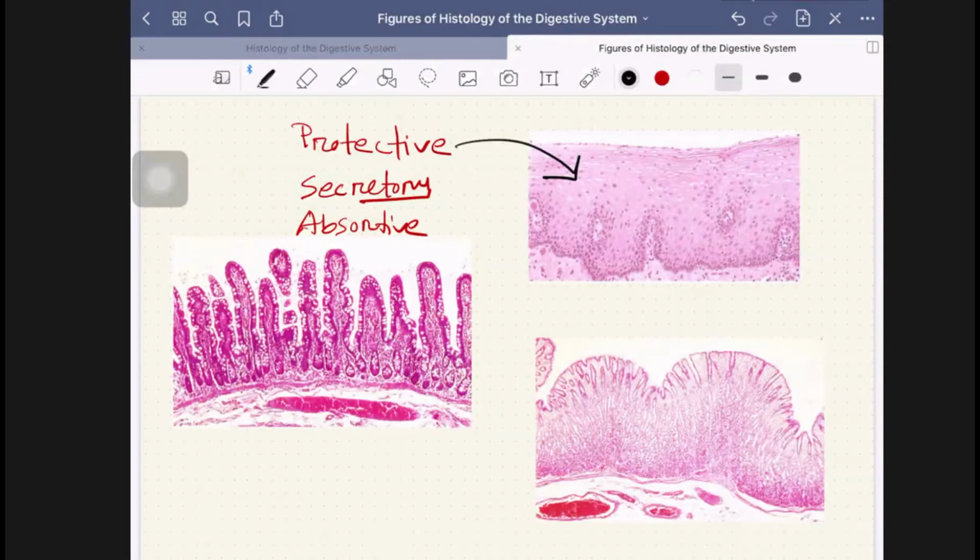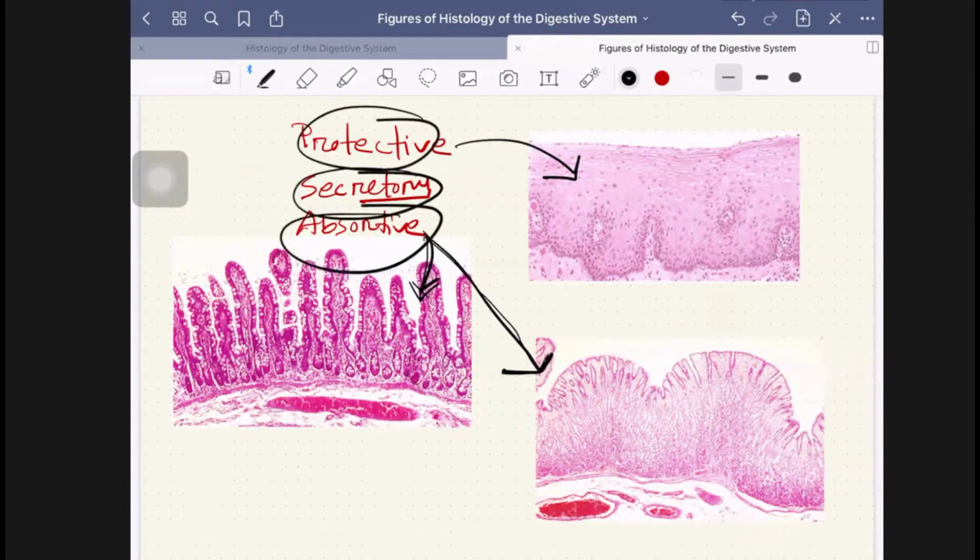Then the secretory epithelium is actually present only in the stomach. That slide is not here, because the stomach lining epithelium only secretes the gastric juice. The other epithelium can be classified as absorptive epithelium because they are made to absorb the digestive end products. So protective, secretory, and absorptive, these are the gross subcategories of the types of epithelium that line the intestinal tract.